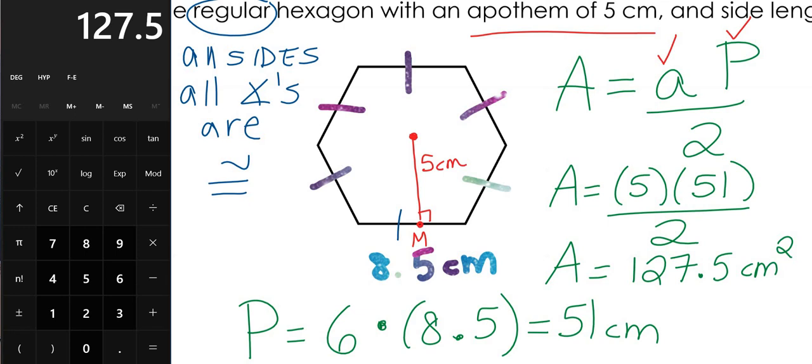Let me go ahead and make sure that you understand this is only for regular shapes. If they didn't tell me this was regular, I wouldn't have been able to do it. Only for regular shapes, regular nonagons, regular octagons, regular anything, as long as all the sides are congruent and all the angles are congruent. All right, let's move on to the next question.